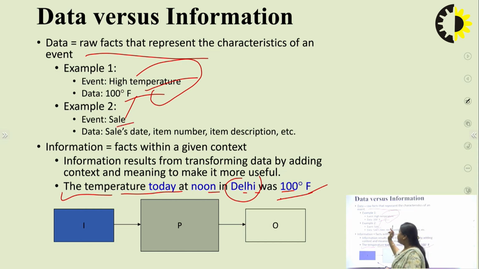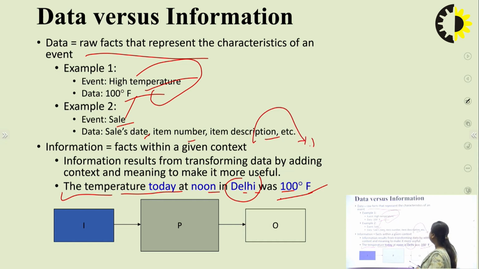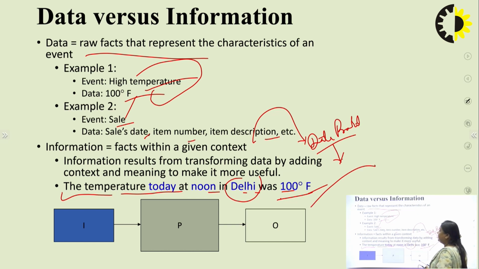Now, the second example is sales. Suppose we have some event with sale date, item number and item description. We have a table with the date, item number and item description, but we can generate a report. For that we need some data for some date of some product, and when we conclude it in a sentence, then we get the meaningful information.